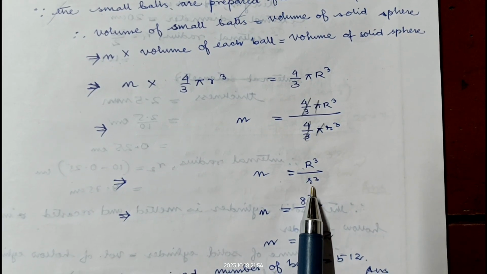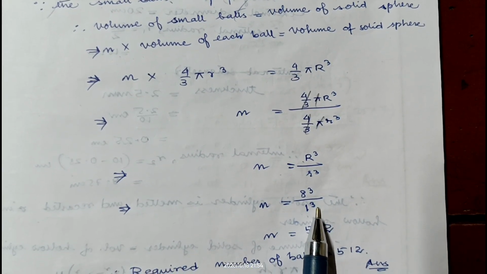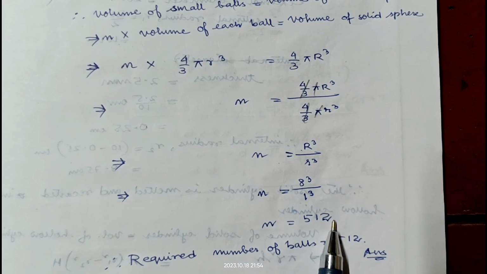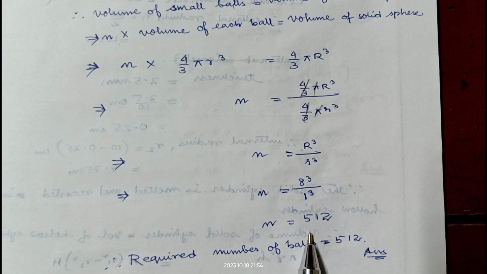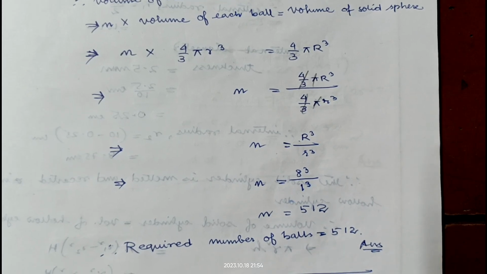Capital R is 8, so 8 cube, small r is 1, so it will be 1 cube. So n equals 512, because 1 cube is 1 and 8 cube is 512. So number of balls is 512.